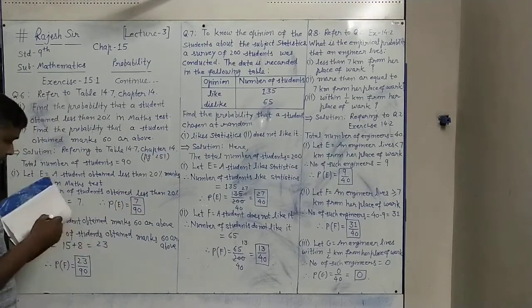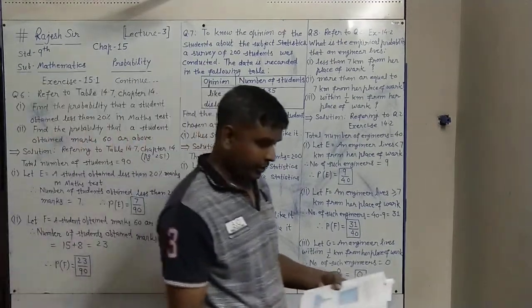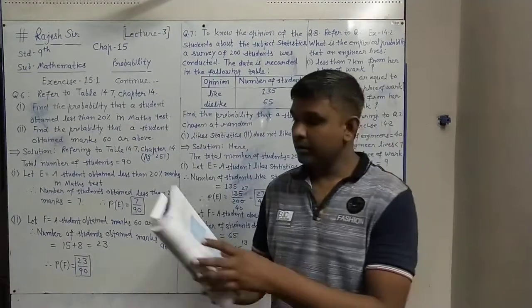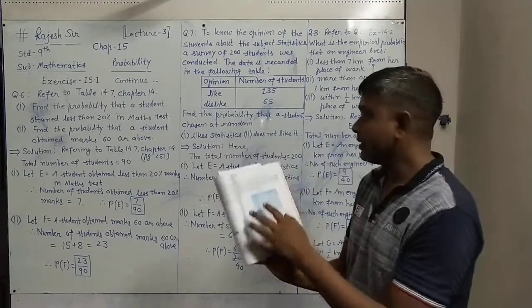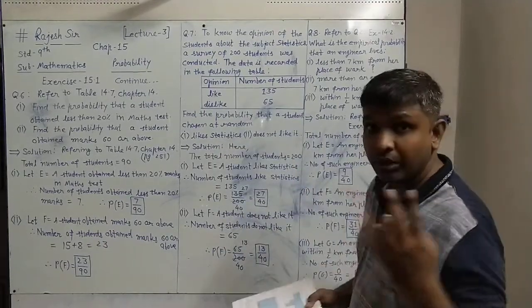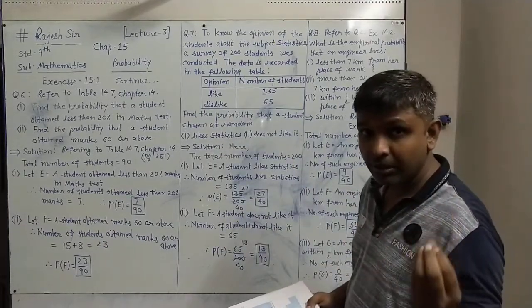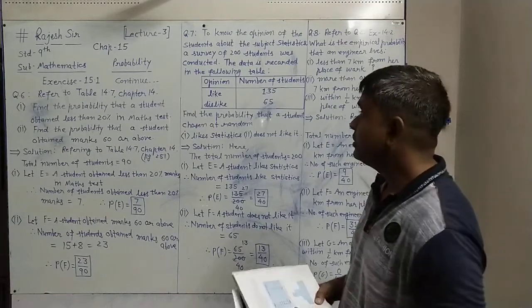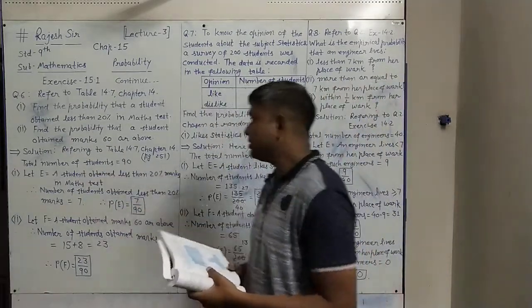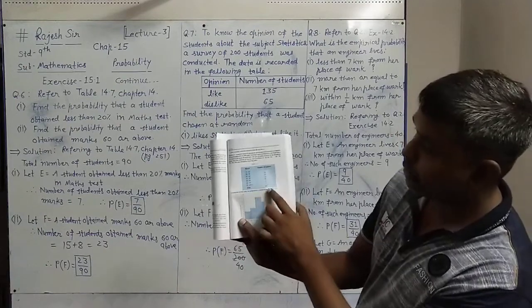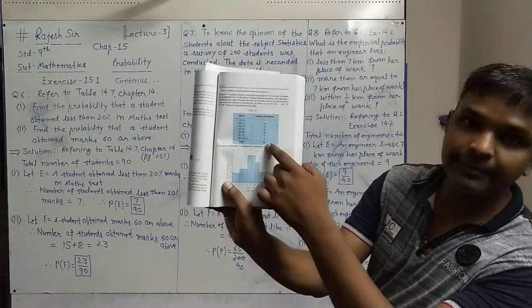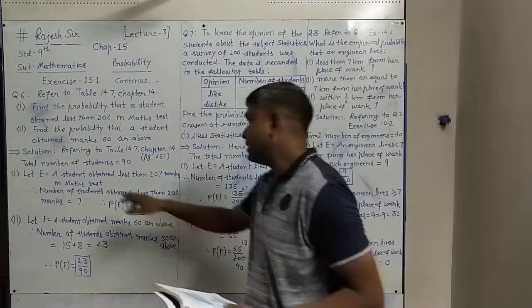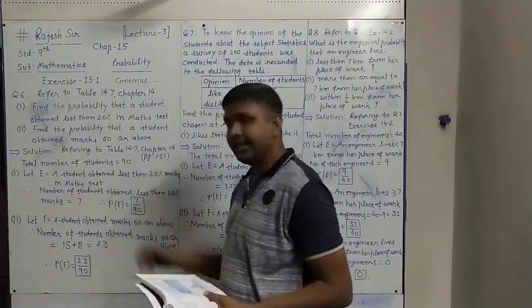Referring to this table, table 14.7, page number 251. What two numbers are needed to find the probability? Total number and favorable number. So the total number of students, if you see in this table, is 90. Here you can see total 90 students given. So that is noted here: the total number of students is 90.